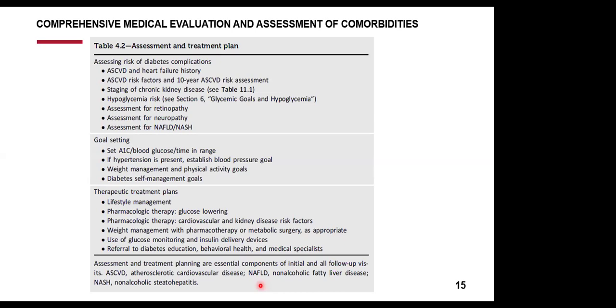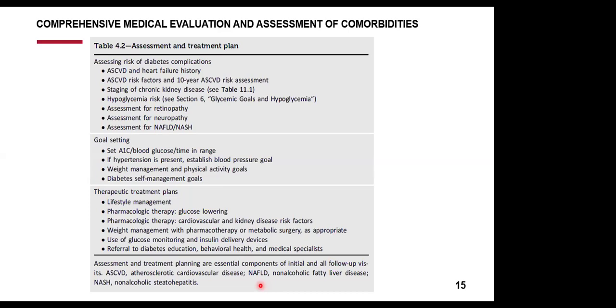You assess for hypoglycemic risk, especially in patients who are elderly, or those who are receiving drugs with a high threshold of causing hypoglycemia, things like sulfonylureas or insulin as well. Then you also assess for retinopathy and neuropathy, and also for fatty liver disease, non-alcoholic fatty liver disease as well.